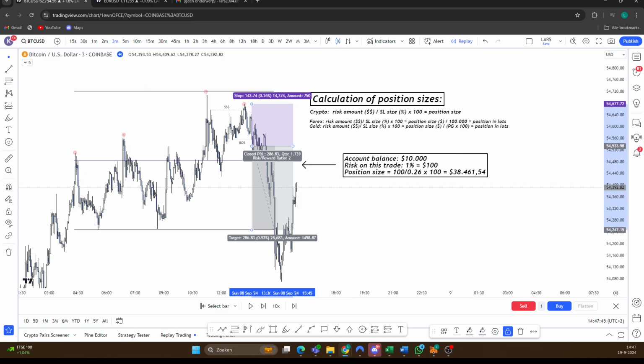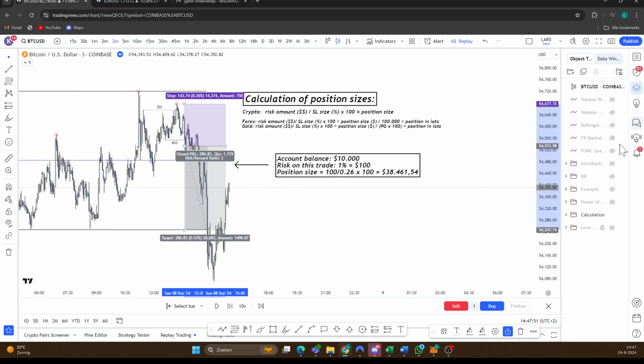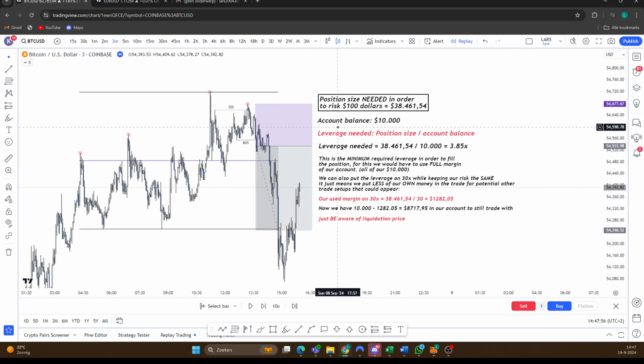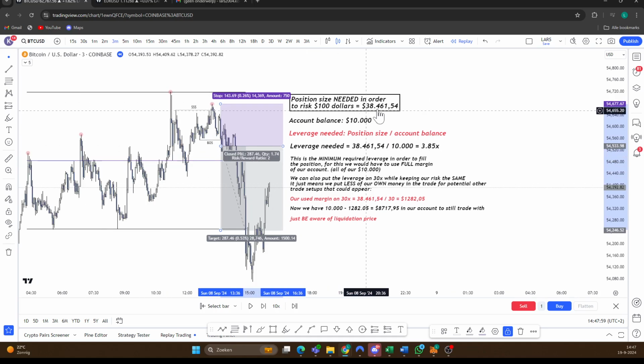And this already is a very good introduction to leverage. Okay? It's a very good introduction to leverage because, as you can see, in order to fill this position, I need $38,461.54 if I want to risk $100. However, my account balance is only 10,000. So without the use of leverage, I cannot fill this position, even though I only want to risk 1%.